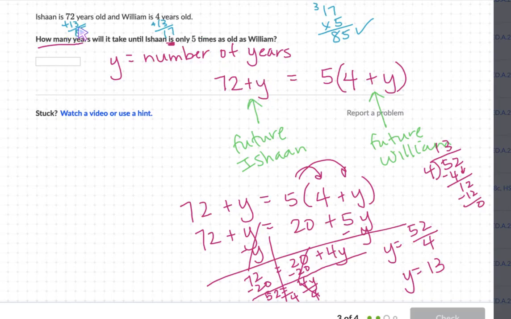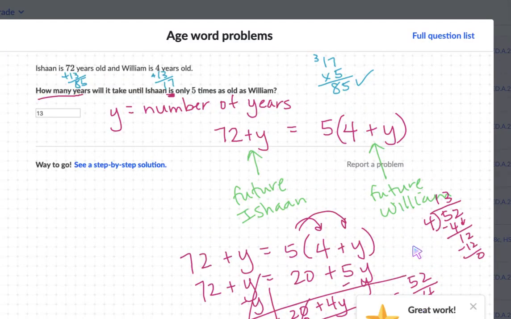trying to find out in how many years will Ishan be 5 times as old as William. So we have to have the adding of that mystery number in both of them. And then at the end, we're multiplying William's age by 5 to see if it's equal to Ishan's age. So to check it, we're doing the same work as in the equation. So this answer should be 13. In 13 years, Ishan will be 5 times as old. And that is correct.